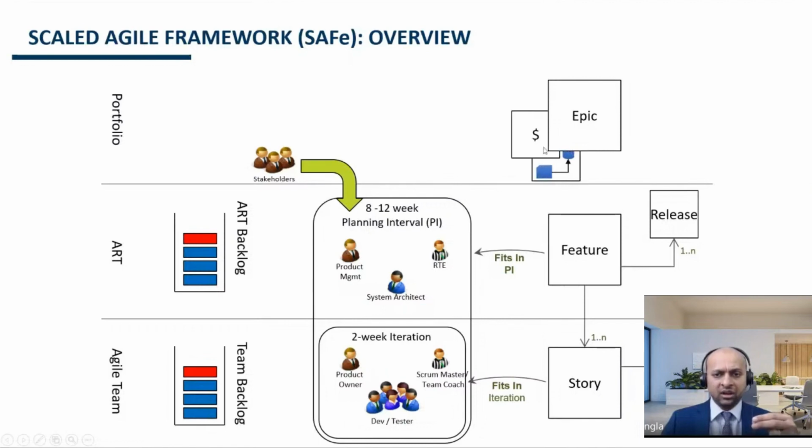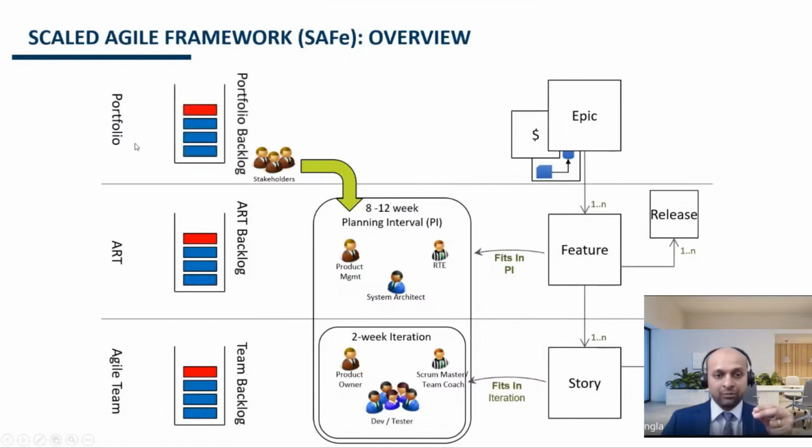Then each epic, because the size is very huge, is backed by a business case. This business case doesn't have a lot of detail, but it has enough detail which can be used to do the cost benefit analysis, to decide how much effort is required and how much money is required to deliver this. Then each epic can have 1 to n number of features associated with it.